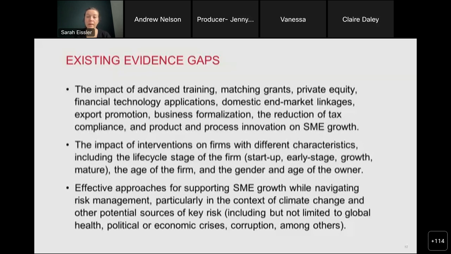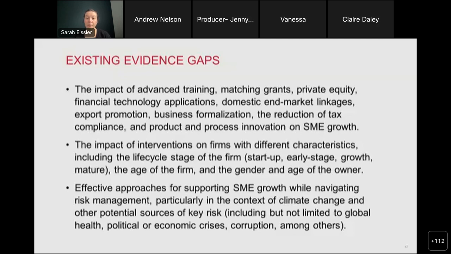And while this recent review was able to identify some studies that examine differences between entrepreneurs' characteristics, there does remain a large evidence gap on the impact of interventions on firms with different characteristics, including but not necessarily limited to the life cycle stage of the firm, so whether they're startup, early stage, growth, mature, the age of the firm, and the gender and the age of the owner.